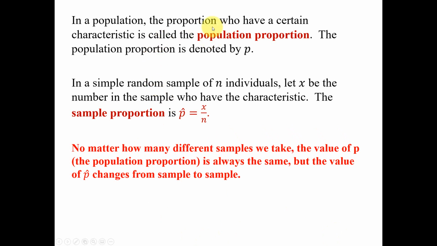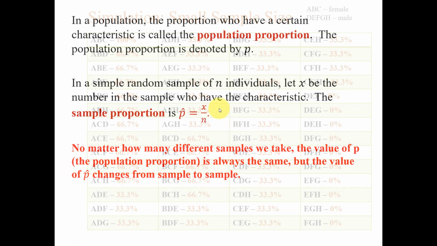So in a population, the proportion who have a certain characteristic is called the population proportion. It shouldn't be scary. The population proportion is denoted by just this regular P, no symbols. So on a simple random sample of n individuals, X is the number who have the characteristic that we're interested in. So the sample proportion is P hat, and that equals X over N, so the number that we're interested in over the total sample.